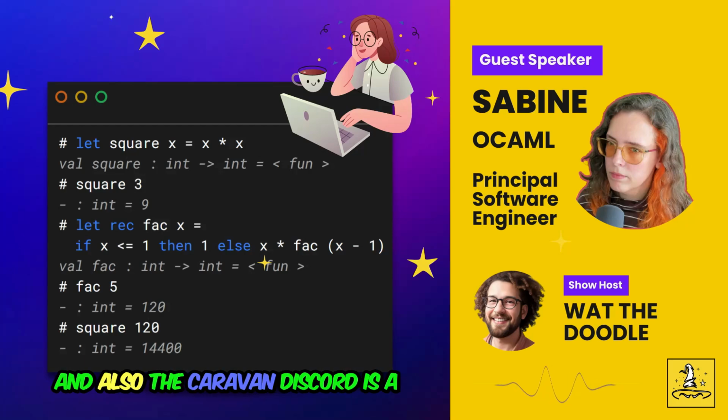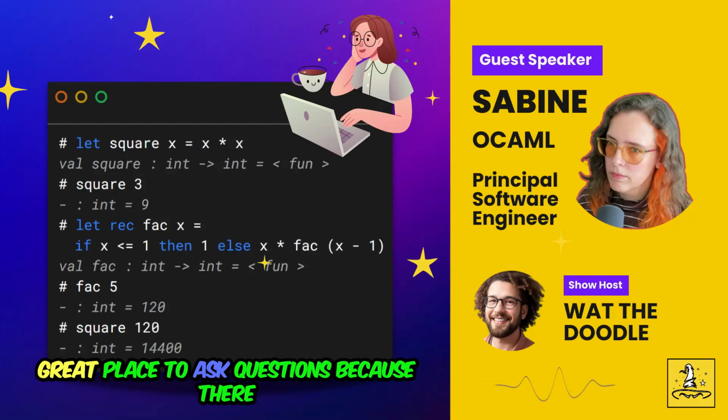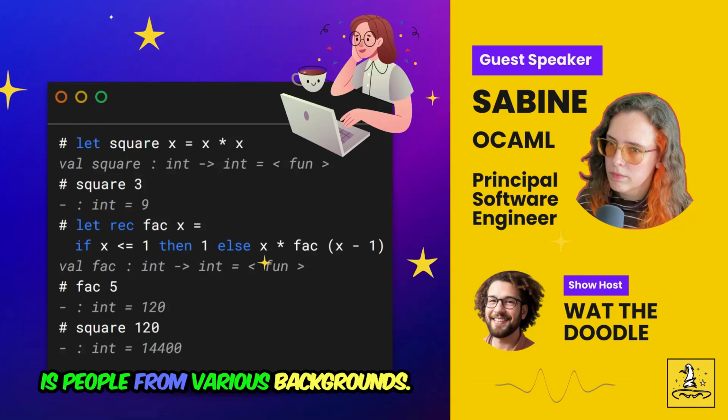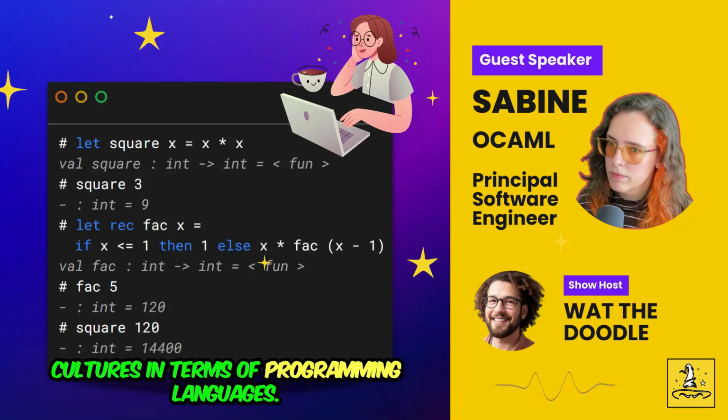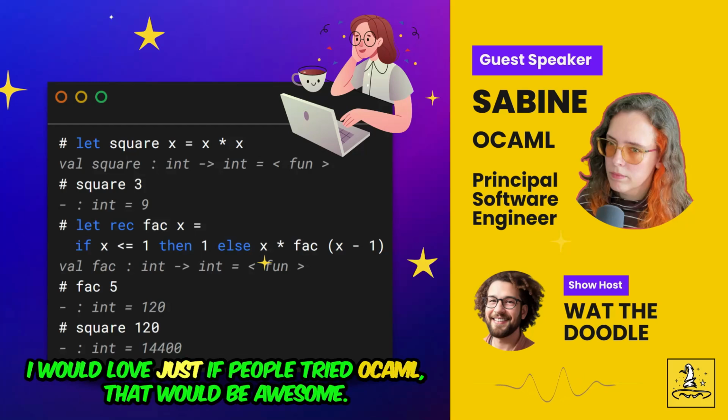And also the Caravan Discord is a great place to ask questions, because there are people from various backgrounds there. It's really a melting pot of cultures in terms of programming languages. I would love it if people tried OCaml. That would be awesome.